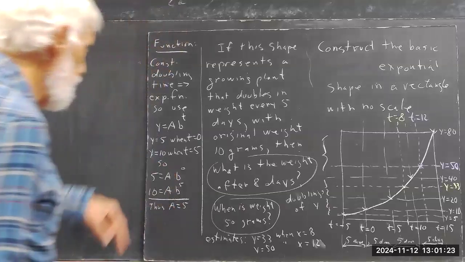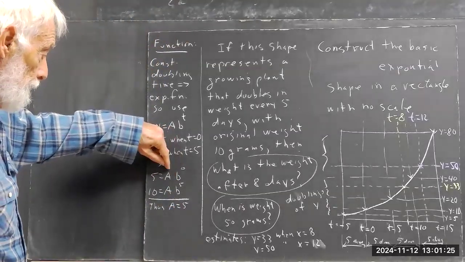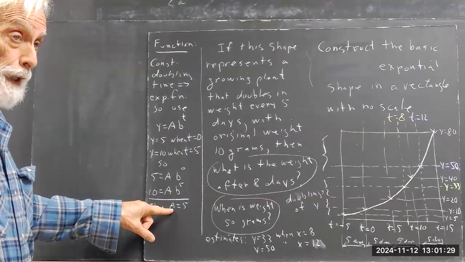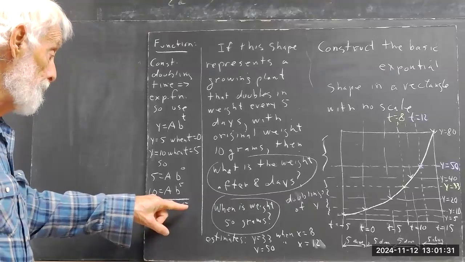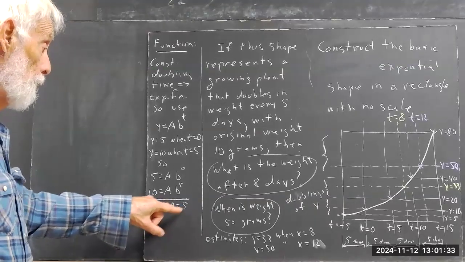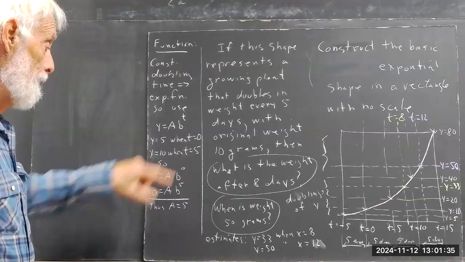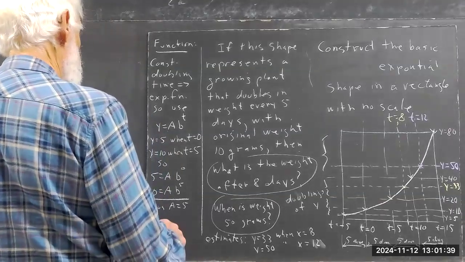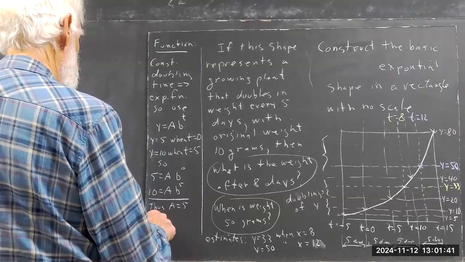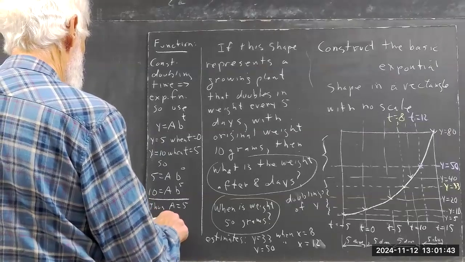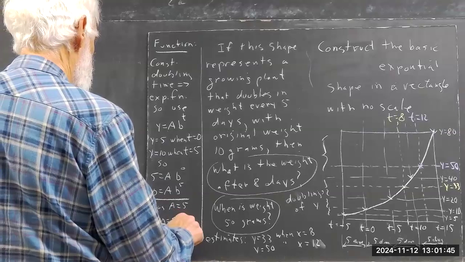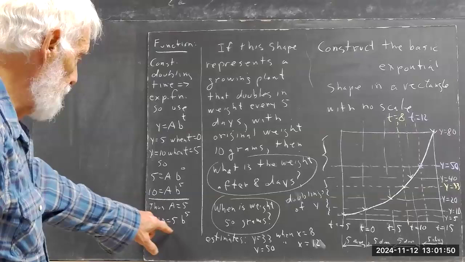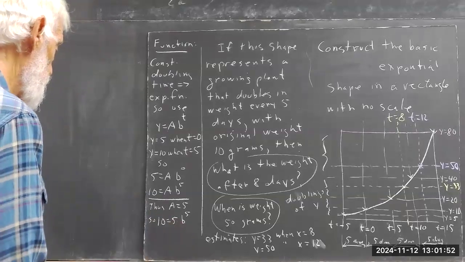Well, A equals 5 from the first equation, B to the 0 is 1, so A equals 5. So we get that immediately. We don't have any power of B to worry about since we know the value of y when t equals 0. So from the second equation, 10 equals 5b to the 5th.